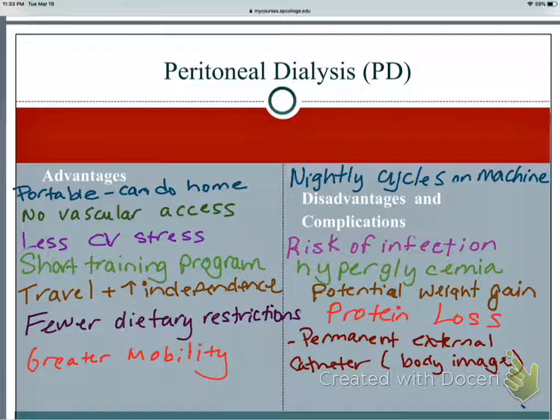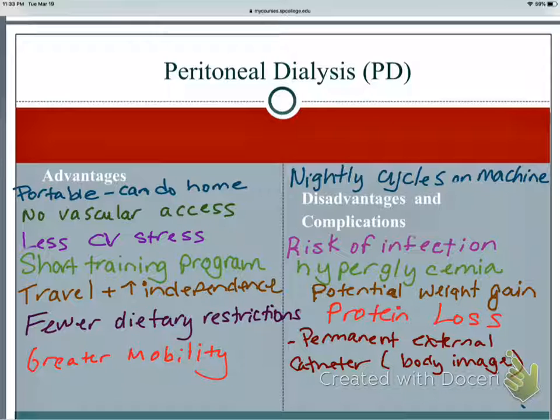Also, because of the glucose, we can wind up with hyperglycemia, hypertriglyceridemia from peritoneal dialysis as well. So we have to teach them to monitor their blood sugars. Weight gain, especially for women, weight gain is really a lot.